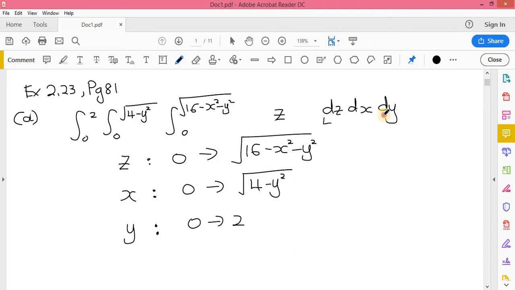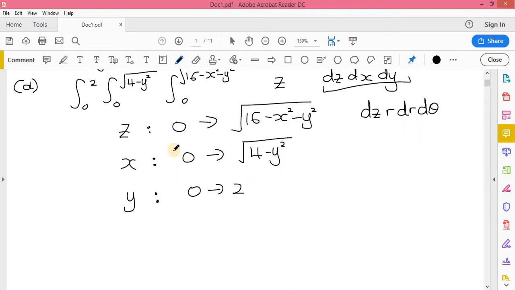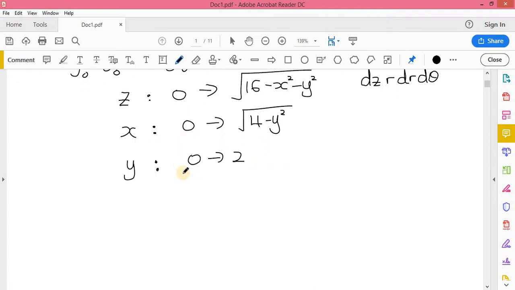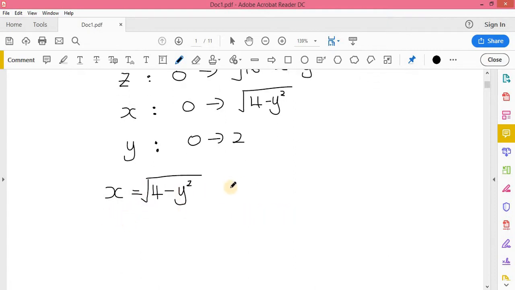Let's compare this Cartesian dz, dx, dy with the cylindrical coordinates, where we have dz, r, dr, d theta. Comparing both, we find that we have dz in both, so we are not going to change anything for the interval for z, but we are going to change the intervals for r and theta. Before we change it, we need to illustrate this 2D figure first. According to the information here, you will have the equation x equals the square root of 4 minus y squared, and y from 0 up to 2.